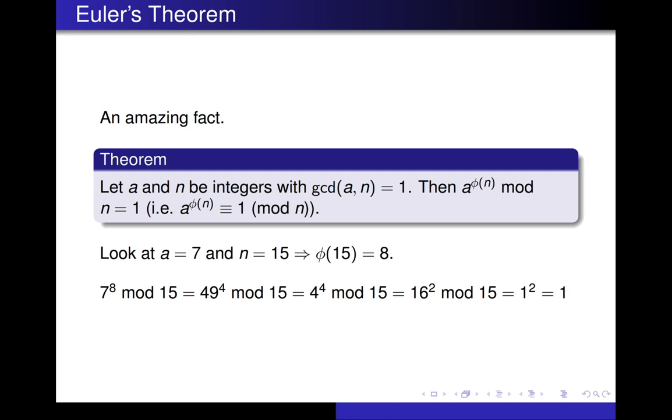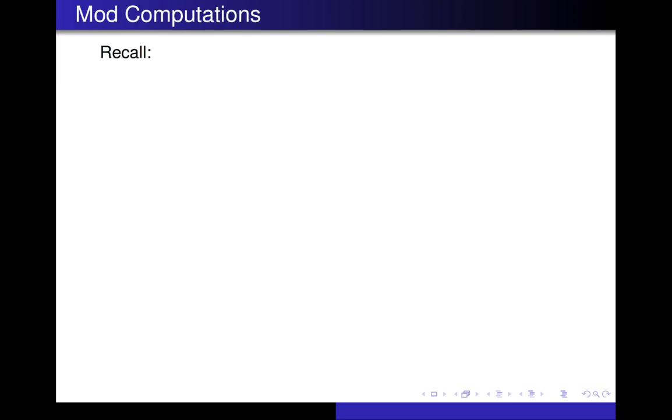So all I did was verify that Euler's theorem works in one particular example, but it turns out it works in every single example. It is an incredible theorem, just one that you wouldn't expect to be true. But for us, when we're doing cryptography, it turns out to be incredibly useful. And even when we're doing mod computations, it's going to be useful. That's what we're going to do in this video and in the activities that go with it. So let's go ahead and do our mod computations.